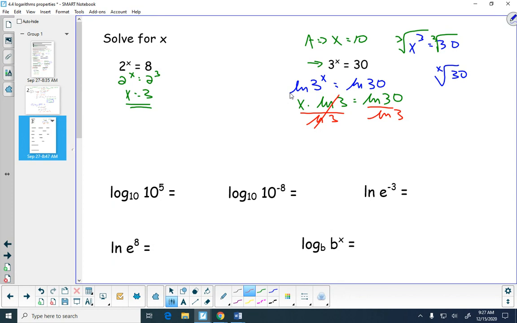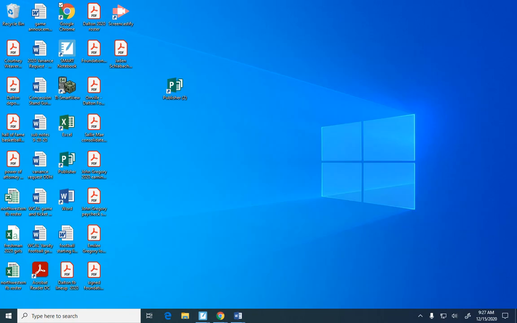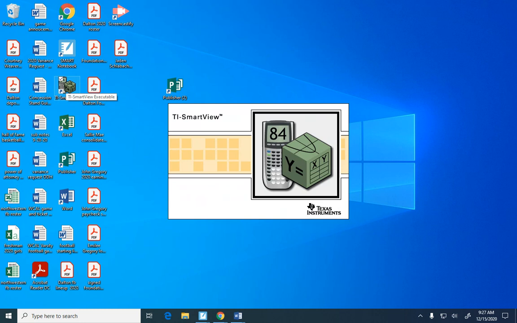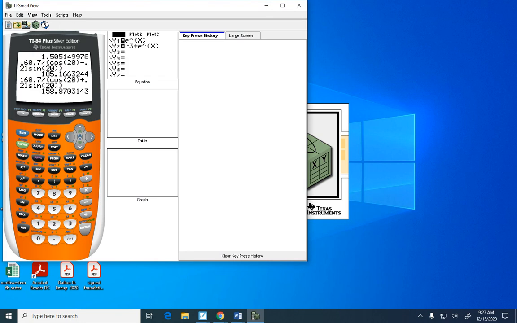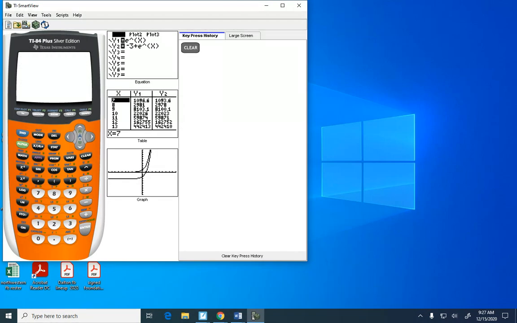So in my calculator, I could take the ln of 30 and divide it by the ln of 3. And we get 3.096. Take it to three decimal places off of this. 3.096.